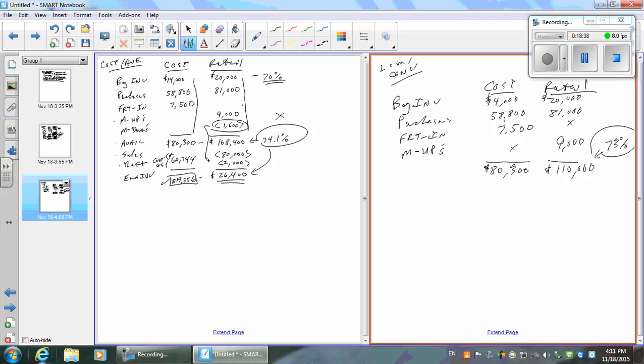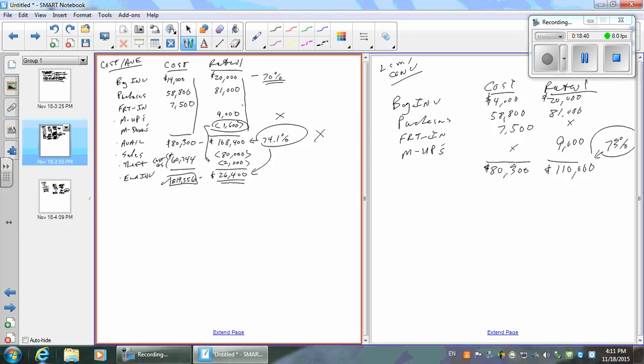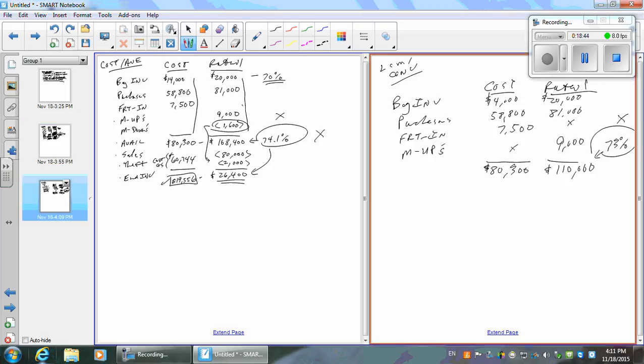But see, it was 74.1 when we had the markdowns in there. It's 73 without it. And what's that going to do? It's going to make your inventory less, right? So we get an estimate of lower of cost or market. So now what do we need to take away from here? Make sure you do the markdowns. Don't leave them out, right?